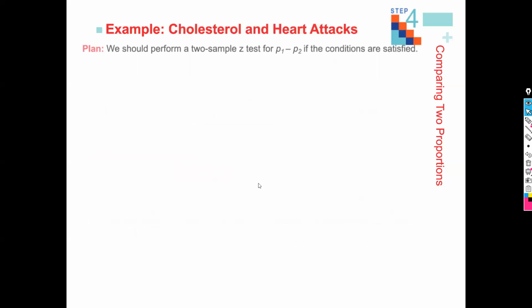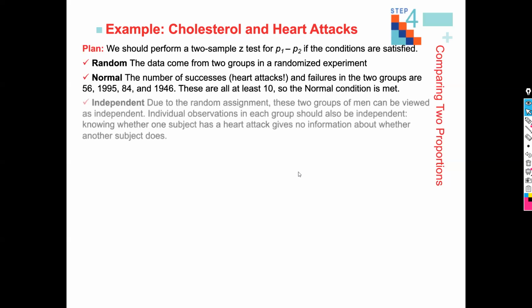Here come your conditions. 2 groups in a randomized experiment. If you say SRS here, you're not going to get credit. We did not take a random sample. We put our participants into 2 separate random groups. That's the random part of this process. Here's our normal. Here's our independent.